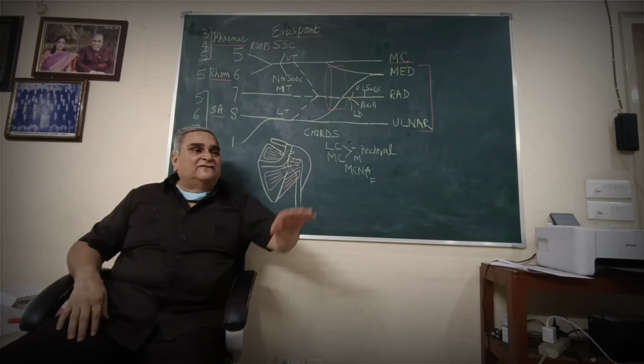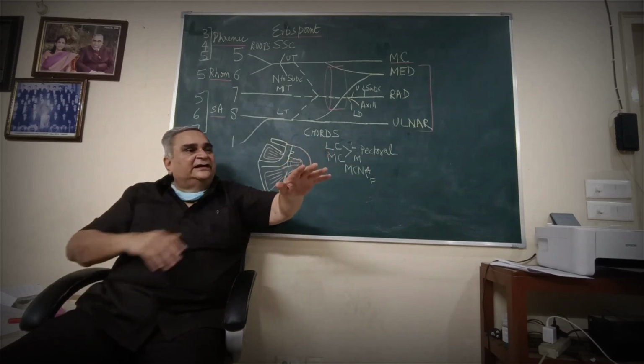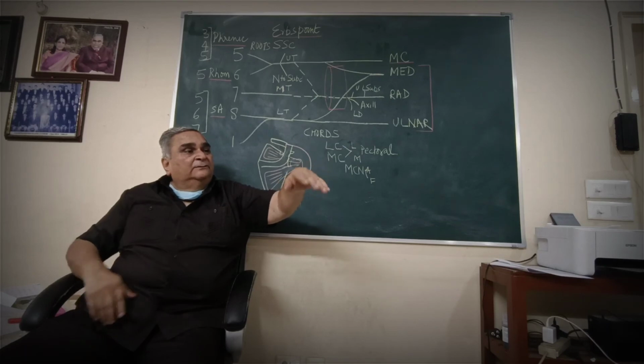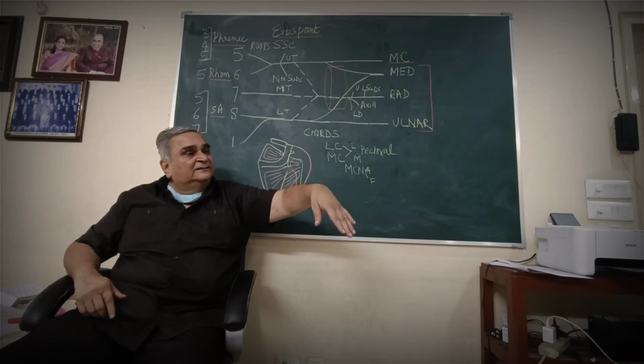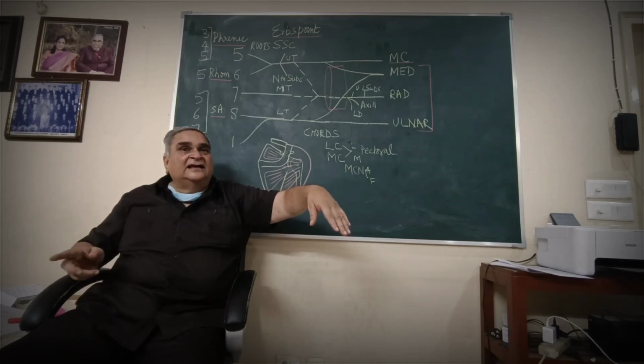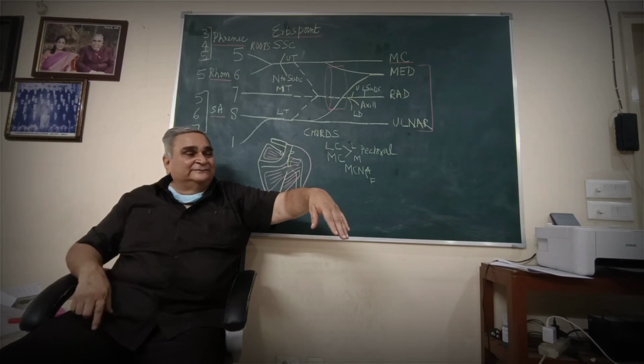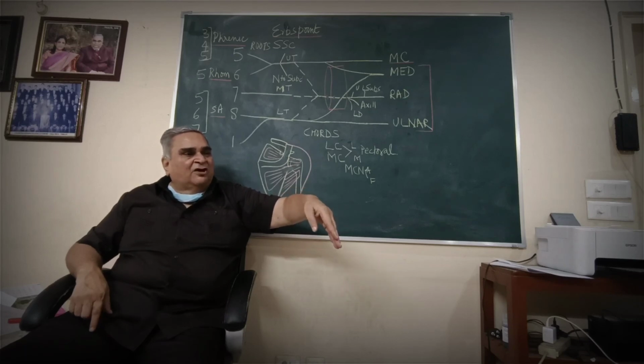Then the radial nerve, a high paralysis would lead to brachioradialis wasting, wrist drop. Wrist means extensor carpi radialis longus, brevis and ulnaris. Then MP joint drop. That means extensor indicis, digitorum, digiti minimi, and thumb drop. That means extensor pollicis longus, brevis, and abductor pollicis longus. So this is wrist drop, MP joint drop and thumb drop.